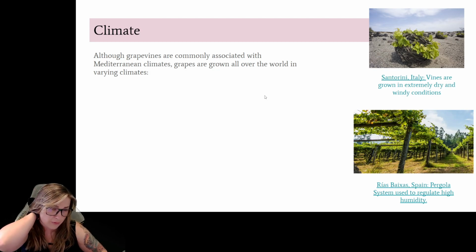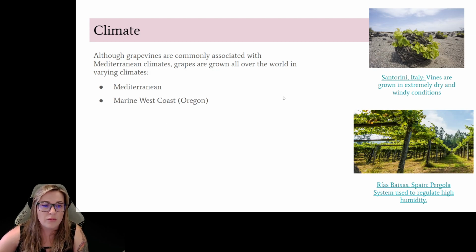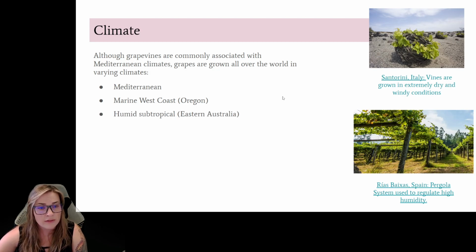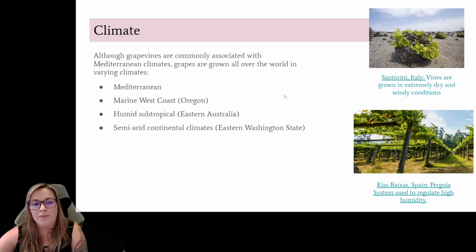So when we think of grapevines, normally we think of Mediterranean climates, but grapevines are actually produced all over the world, right? In very different climates. So we have Mediterranean, of course, but we also have marine West Coast. So think of Oregon, right? It's very evergreen, Oregon and Washington. It can be cooler most of the time up there. We also have humid subtropical, so Eastern Australia is an example of this type of climate, and we have grape varieties growing there as well. Then we also have semi-arid continental climates like Eastern Washington State. And how does this work?